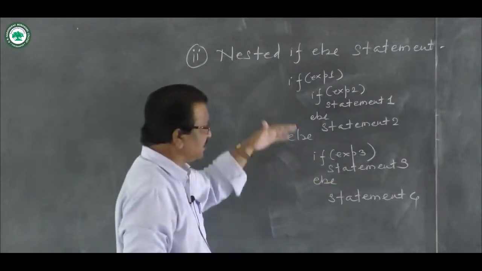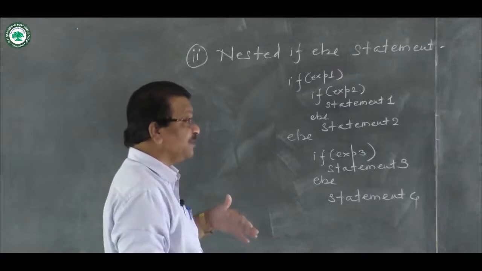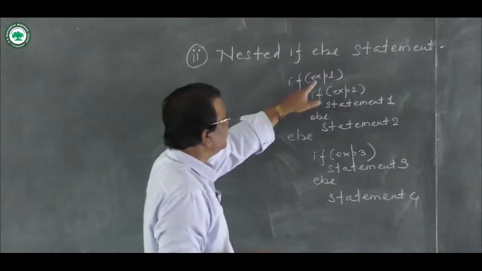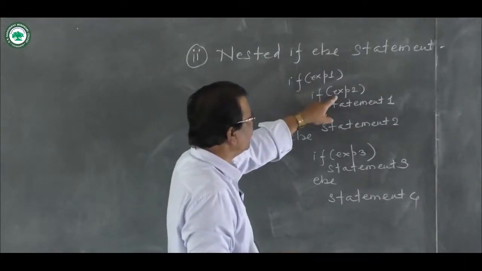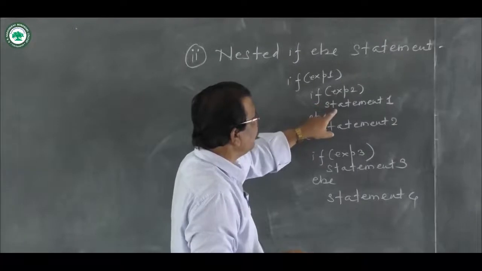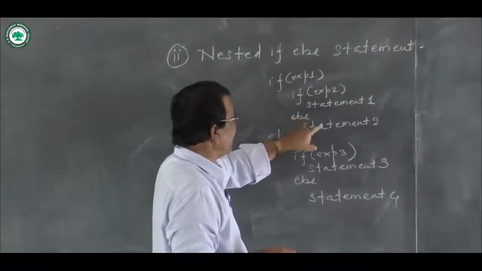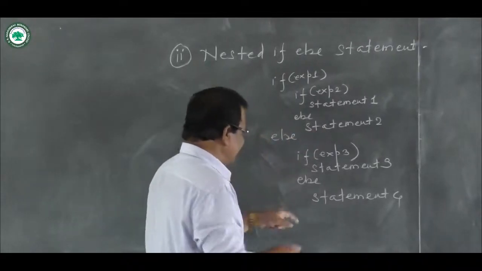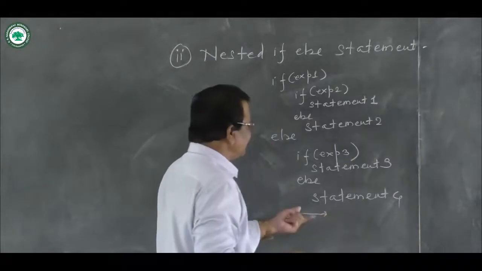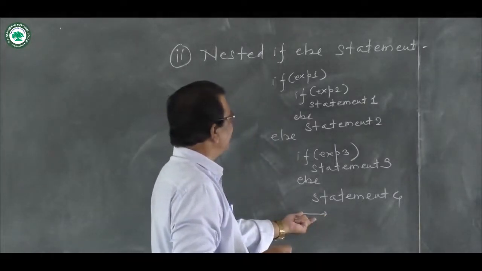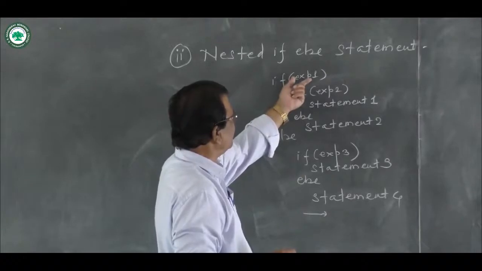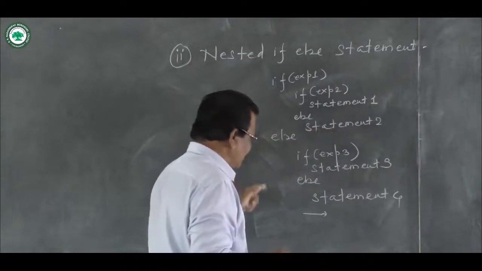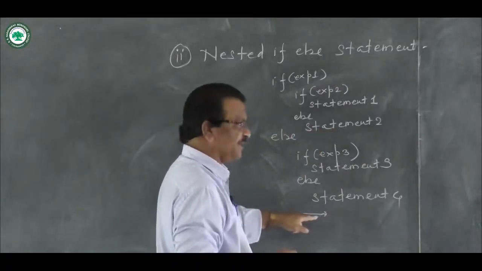And let us see how this nested if-else, this two-layer nesting, gets executed. Expression 1 is evaluated first, then expression 2. If expression 2 is true, then statement 1 will be executed, and statement 2 will be skipped, and control comes out of this nested if-else statement and continues its execution from this particular statement. If expression 1 is true and expression 2 is false, then only statement 2 will get executed, and then control will come out and continue execution from here.